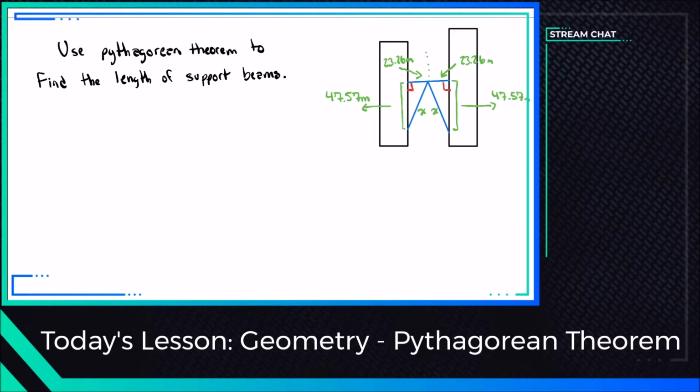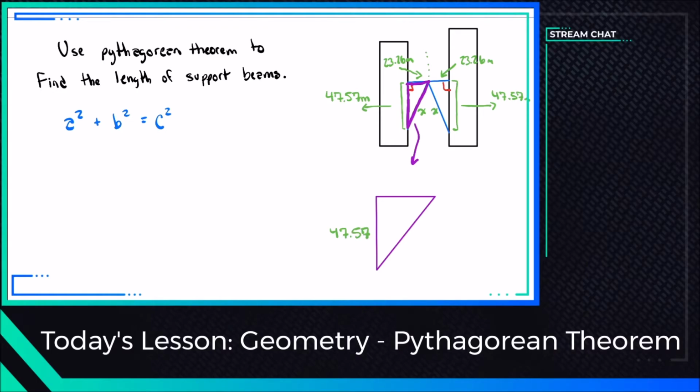So once again, our Pythagorean theorem is a squared plus b squared is equal to c squared. And I think it's going to be best if we try to isolate one of these triangles. So if we take this left triangle here, bring it down here, redraw it a little bigger. Right, it doesn't have to be perfect. We can fill in our numbers that we know. So this left side is going to be 47.57 meters.